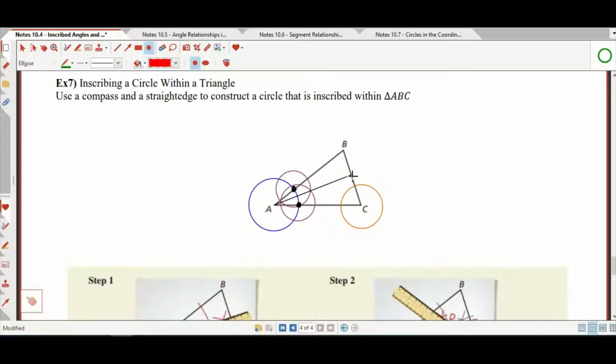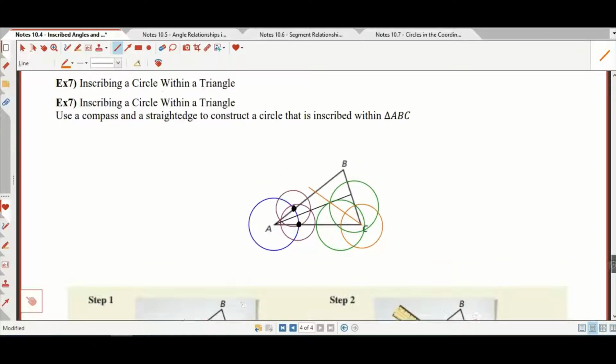Oops, I didn't pay attention to what that size was. So from here, I'm going to make it nice and big. 0.7. From here, 0.7. And so the angle bisector is where those two meet. Right there. Now let's get to it.